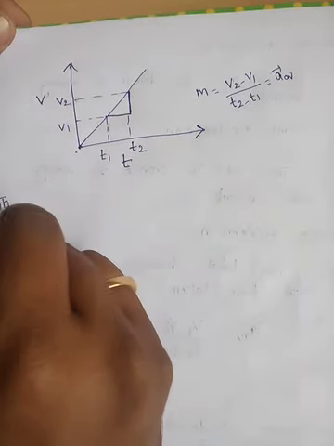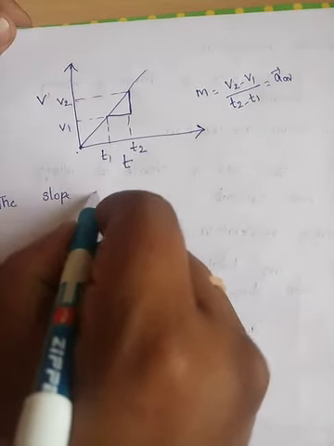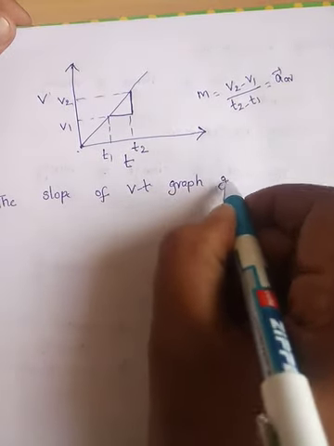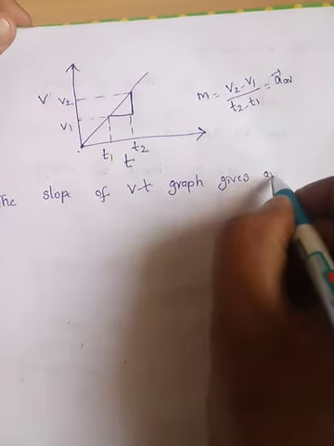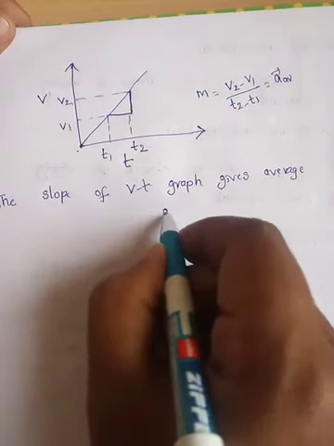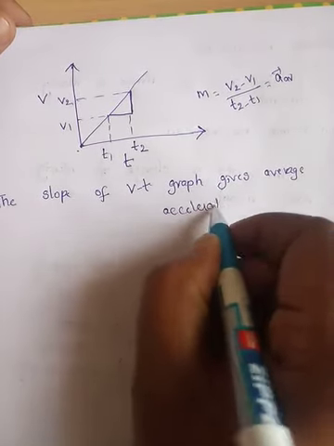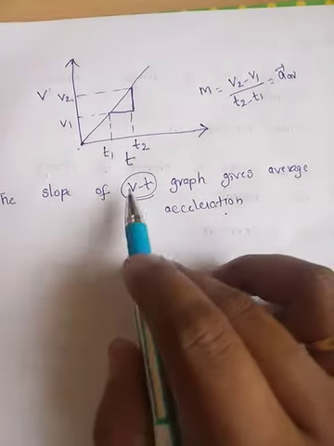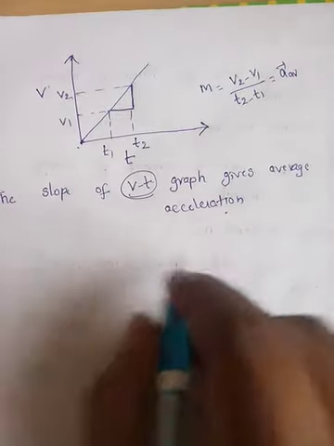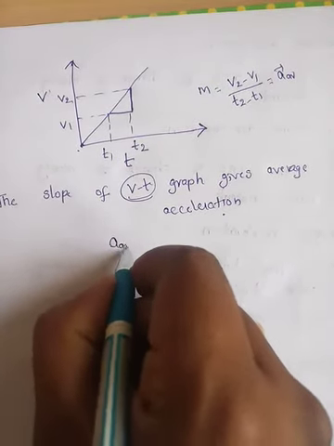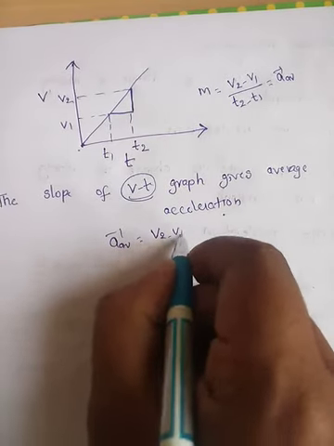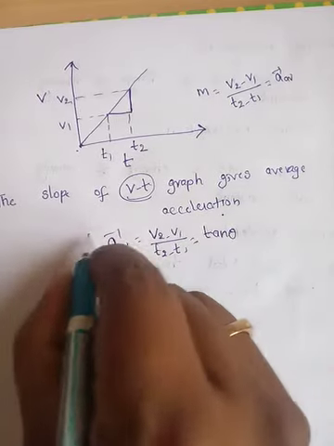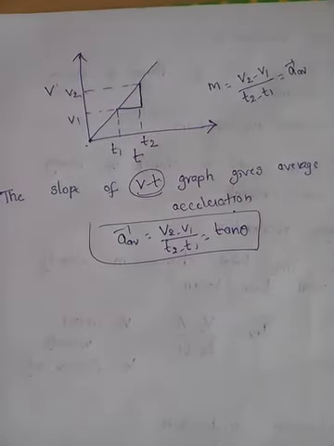So the slope of the velocity time graph gives average acceleration, whereas the slope of the displacement time graph gives what? Average velocity. If x is replaced by v, it gives acceleration. So A average is equal to V2 minus V1 by T2 minus T1, which is equal to tan theta. So this is one thing we can get from the VT graph.